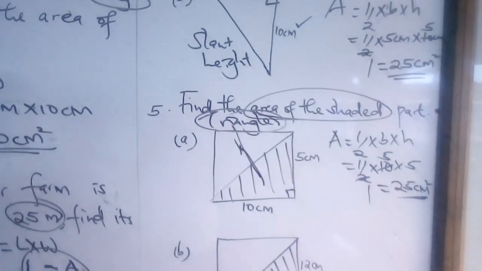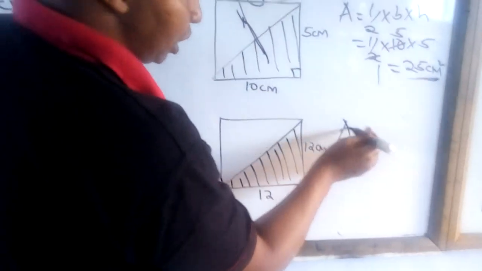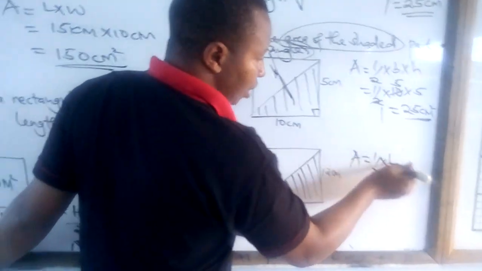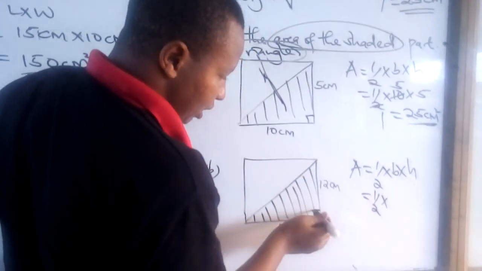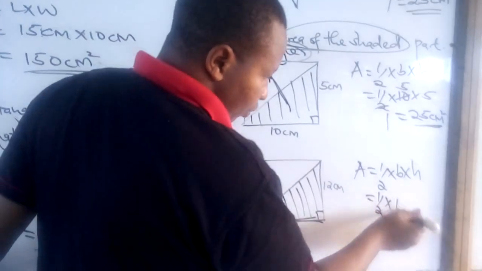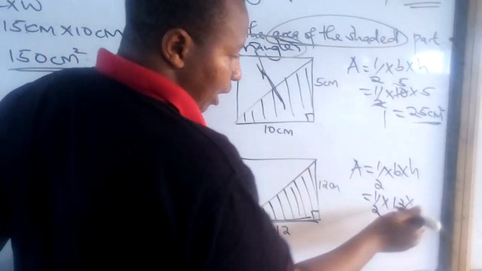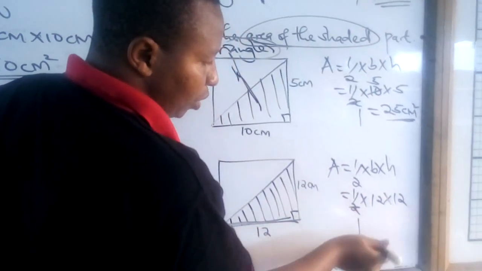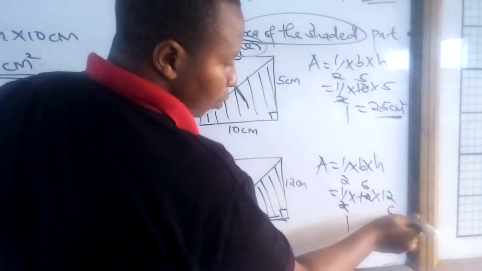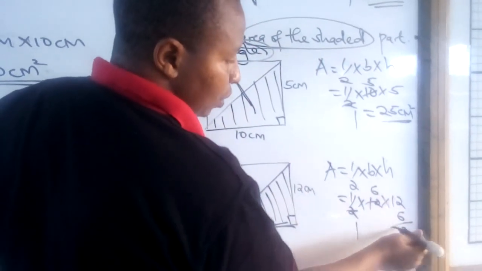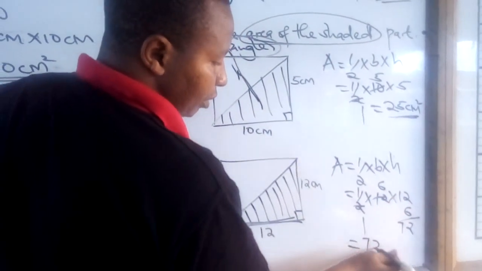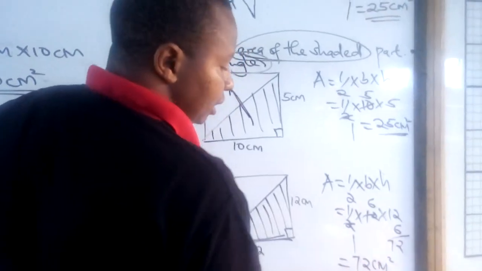Next question. This is still a triangle. So area is equal to a half times base times height, which is a half. Our base, this is 90. So this is our base, which is 12 centimeters. Our height is 12 centimeters. By 2 and by 2, 6. So you multiply by 6 here. This is 12, 2 carry 1. This is 6 plus 1, 7. So the area is 72 square centimeters.